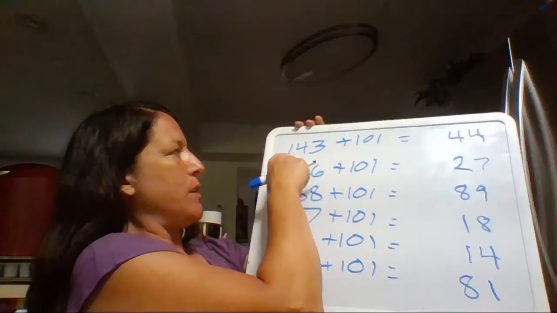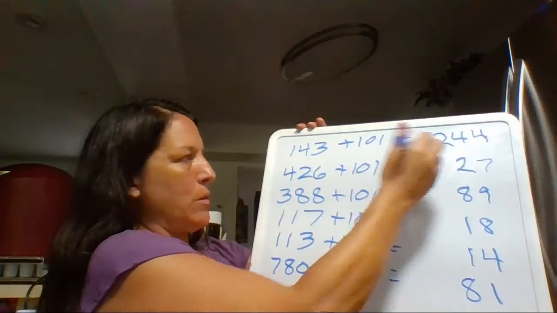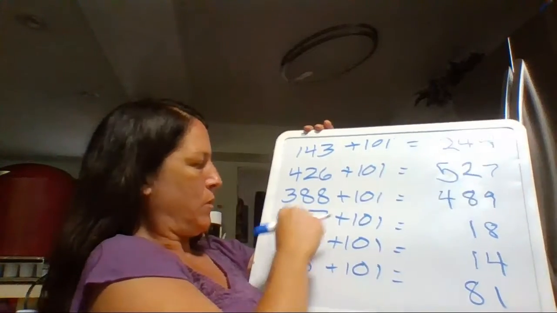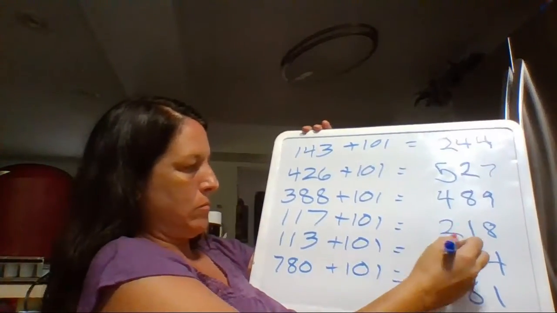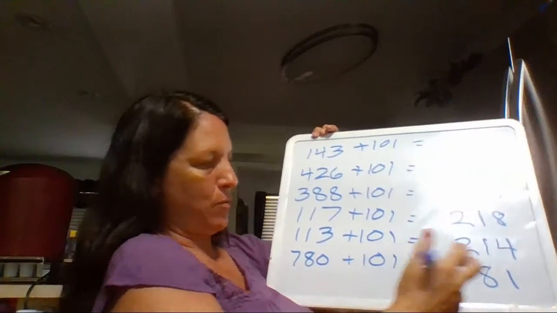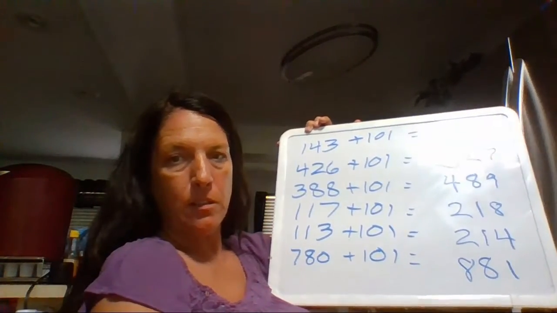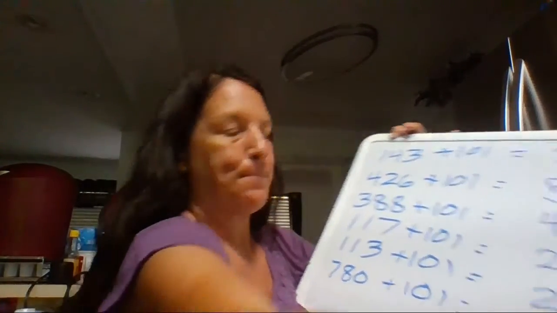Now we got to do the hundreds place. What is 1 plus 1? What is 4 plus 1? What is 3 plus 1? What is 1 plus 1? What is 1 plus 1? What is 7 plus 1? See how fast you can do those? If you figure out which numbers are changing and which are staying the same.